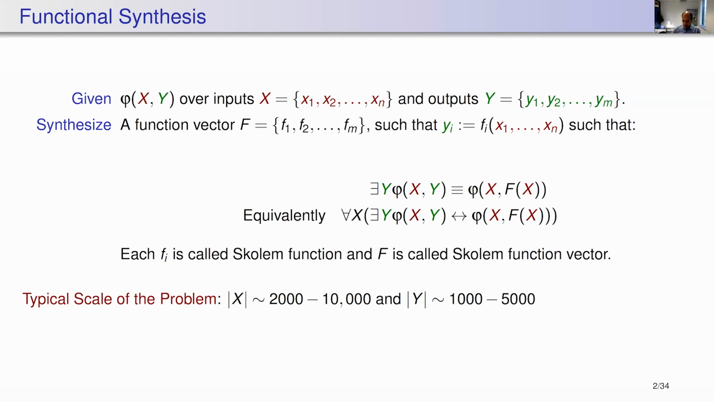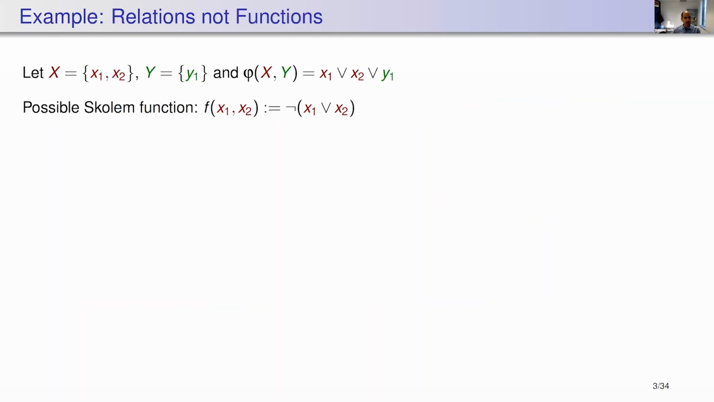Let me give a quick example to concretize all of this. Let's say we had two input variables, x1 and x2, and one output variable, y1. We can write a specification of the form x1 or x2 or y1. What can be a possible Skolem function for y1? Let me suggest that one possible Skolem function is not of x1 or x2.